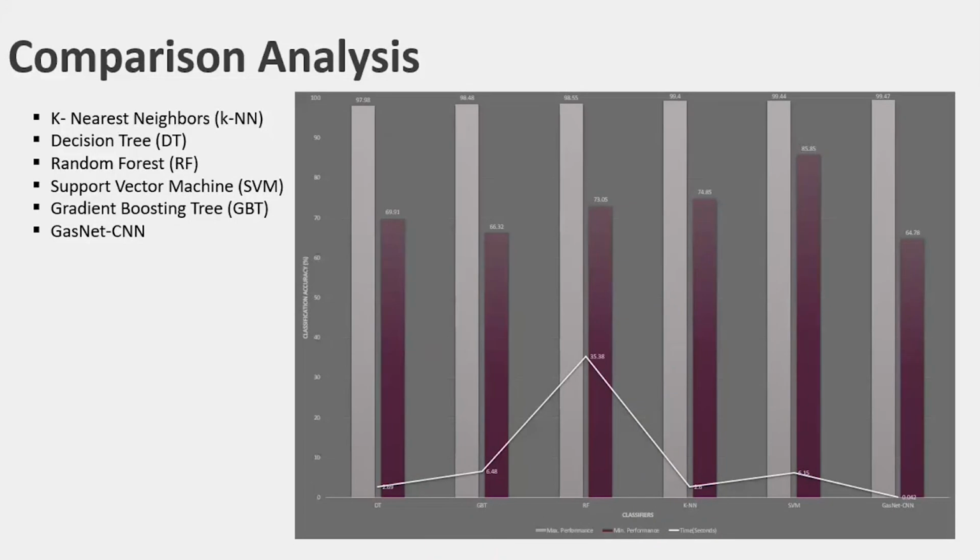The computation time in the GasNet is 0.042 seconds, whereas if we discuss the random forest, the time is 35.38 seconds. So our system is very good in computation time, and this is a large data set, so computation time is very important. So the GasNet CNN performed very well and outperformed the others with less computation time.